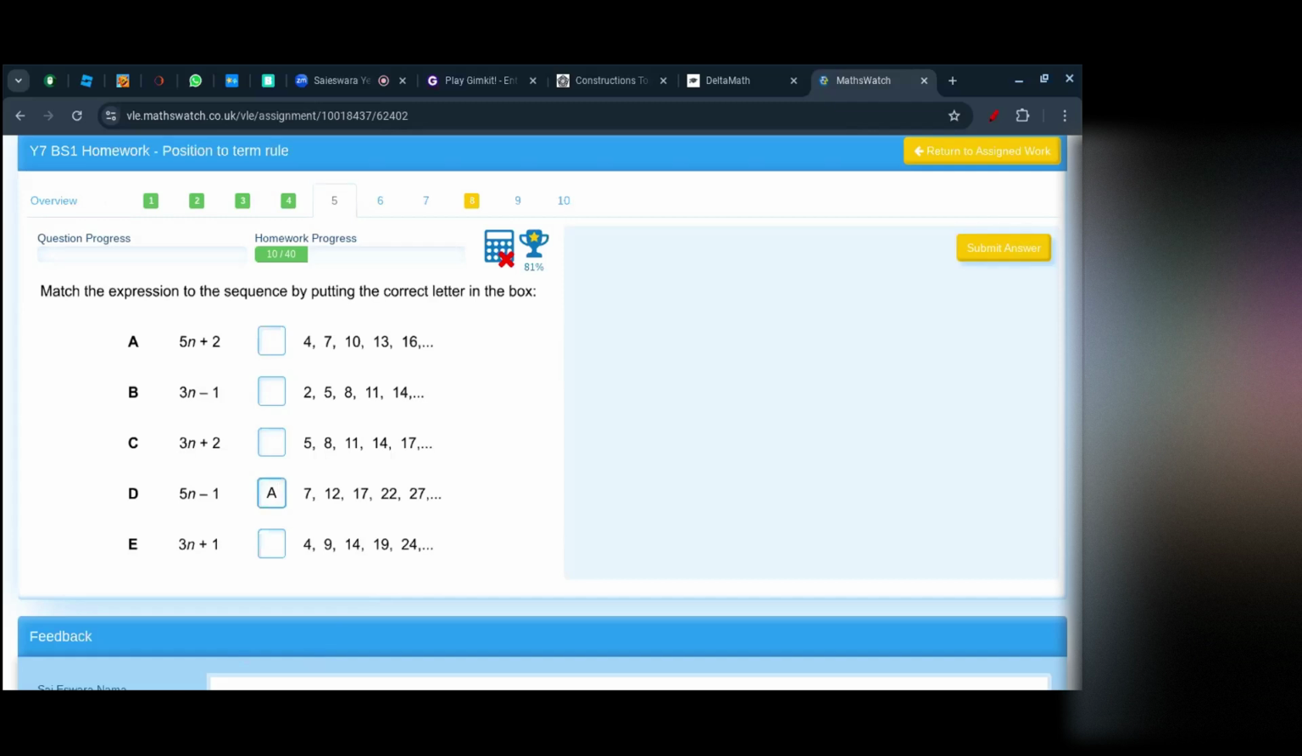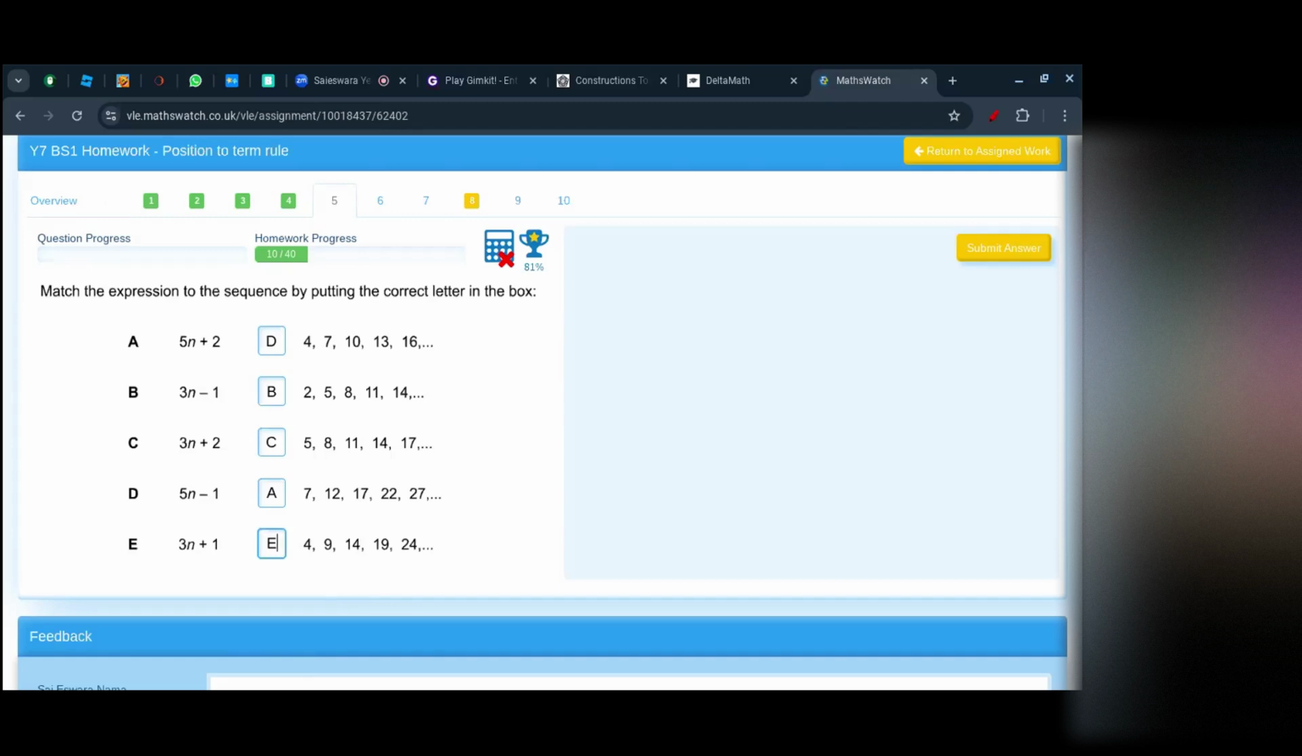3n minus 1. What is the first term? Put 1, so yes, 3 minus 1 is here. Okay, I understand. See, the D and the E where it is placed, they are both 4 and 4. In this case, check the second term.